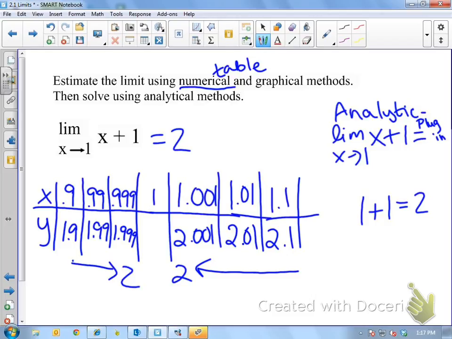And there will be some instances where we can't do that, and we'll learn about those instances. But the basic is, if you can plug it in, plug it in. And that finds the limit. Because a lot of the time, the limit itself is the y value. Not every time, but for most nice functions, our limit is the y value.